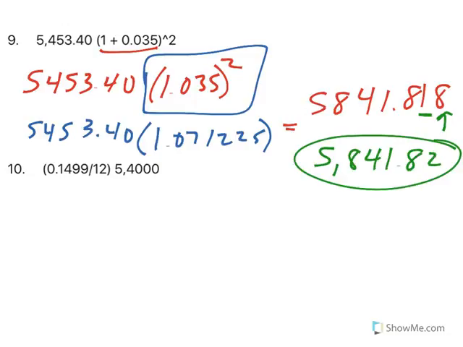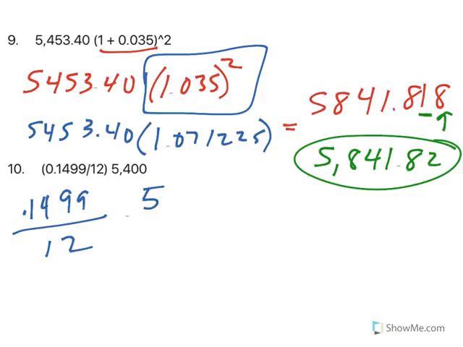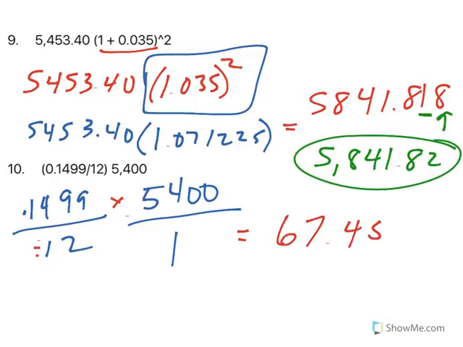$5,841.82. In number 10, we have the 0.1499 over 12, and then we're multiplying by, what's that number supposed to be? I have an extra 0. Boom, no more extra 0. Okay, so I'm multiplying by 5,400. Again, you multiply the numbers in the top and divide by the number in the bottom. When you plug that into your calculator, you get 67.455. 5 rounds up, so 67.46 is your final answer there.